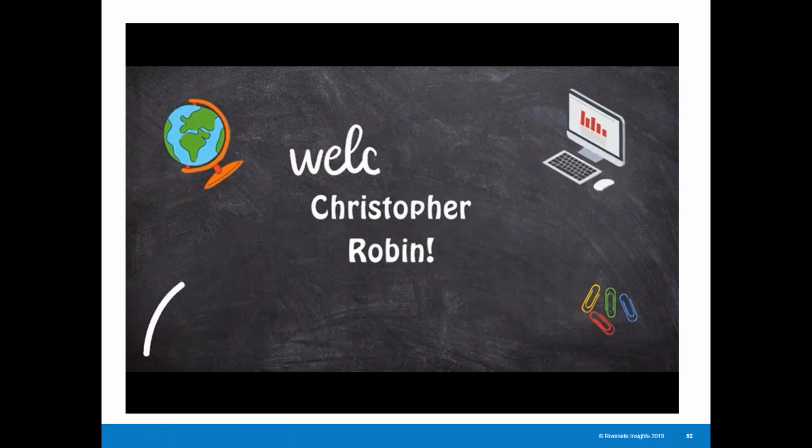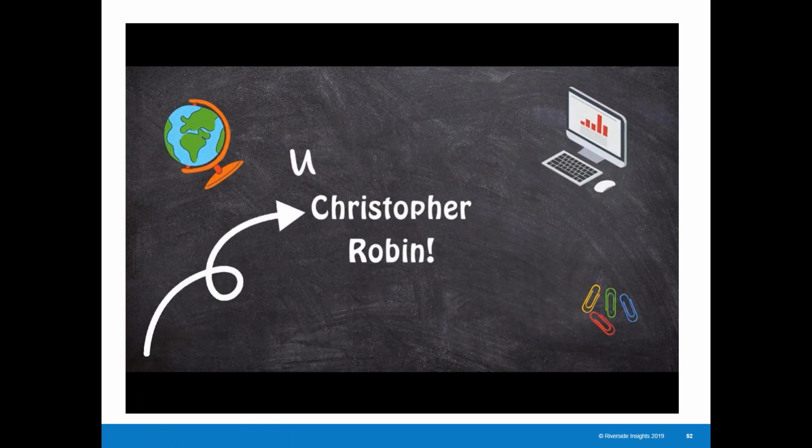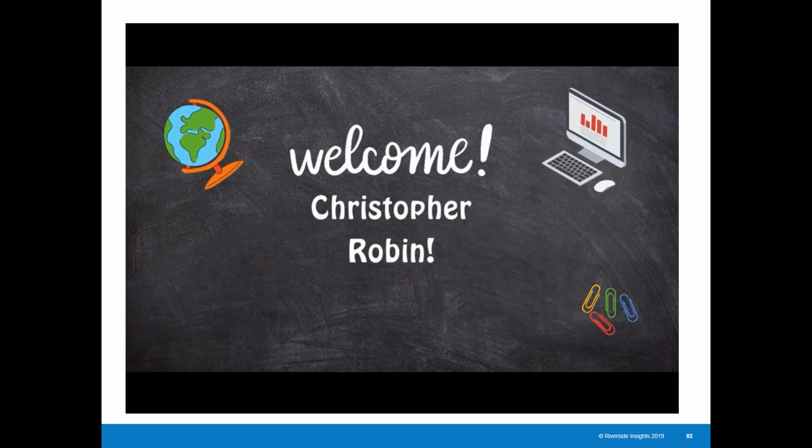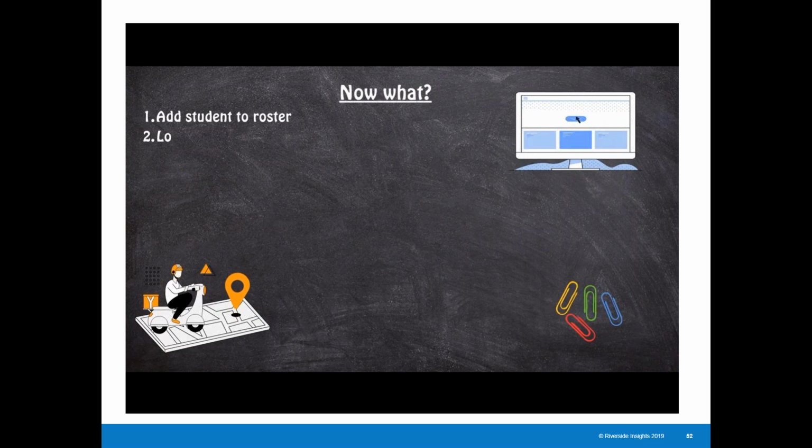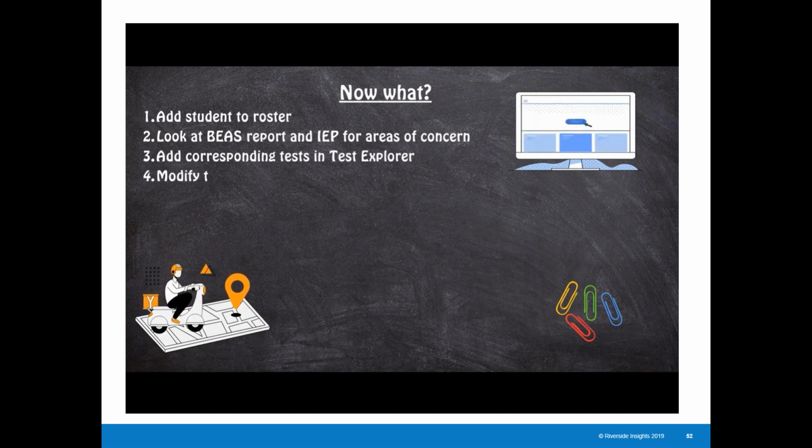Christopher Robin has been assigned to your class. He is a student who has been identified as having a developmental delay and is receiving special education services. He has an IEP and has been assessed using the BEAS. Since Christopher Robin came to you with a BEAS report and IEP in place, your path to helping him grow his skills is clear.